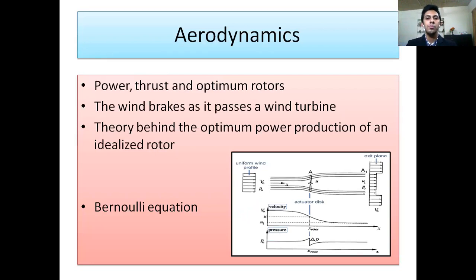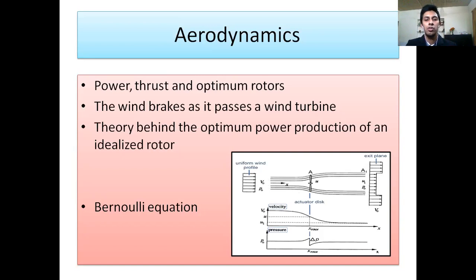Aerodynamics. Power, thrust and optimum rotor. 1D momentum theory for the wind turbine. A wind turbine is a device which is made to extract energy from the wind. It does so by taking out kinetic energy. The wind loses velocity as it passes through the turbine.